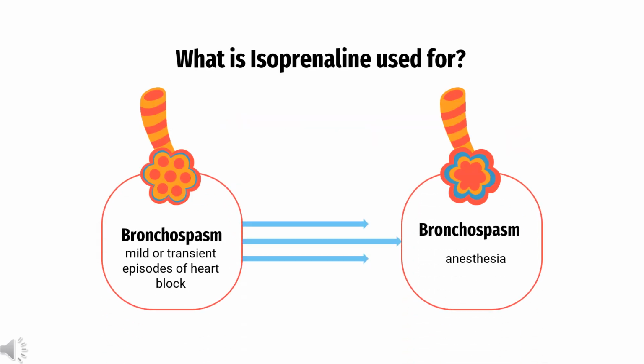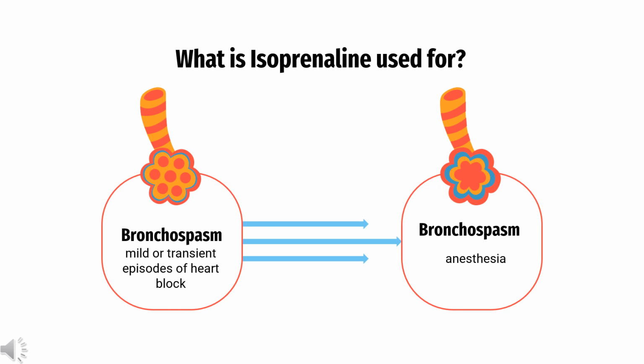What is isoprenaline used for? Isoprenaline is indicated to treat mild or transient episodes of heart block not requiring electric shock or pacemakers, serious episodes of heart block and Adams-Stokes attacks not caused by ventricular tachycardia or fibrillation, and bronchospasm during anesthesia. Isoprenaline is also indicated for cases of cardiac arrest until preferable treatments like electric shock and pacemakers are available.